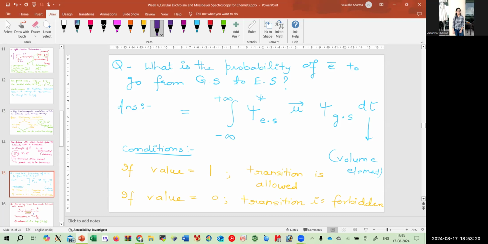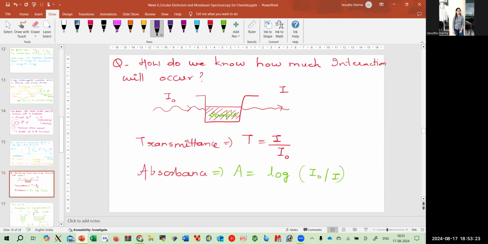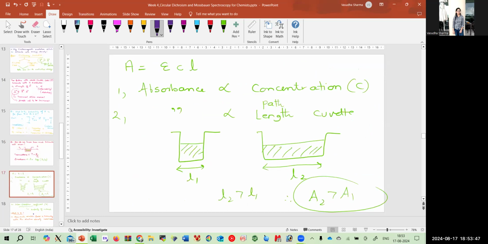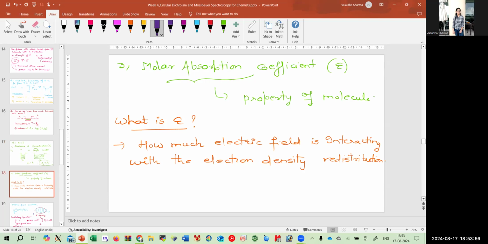Now, how do we know how much it is interacting with that particular thing? So how that interaction is occurring, first of all. So we can consider a sample, and we are passing the light with an intensity of I naught through that sample. And what we see is a transmitted light as I by I naught. So some part has been absorbed by it, and absorbance is given as equal to log I naught by I. Now, this absorbance is highly dependent on the concentration of the sample, the path length of that cuvette. If the path length is more, there would be more absorbance, and at last, it is dependent on the epsilon value, which is molar absorption coefficient.